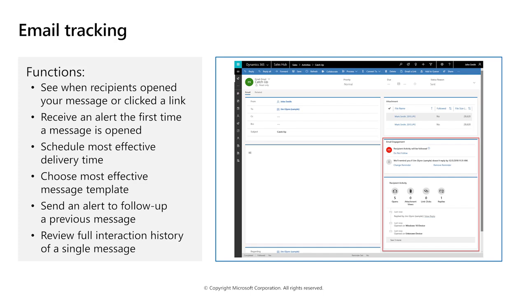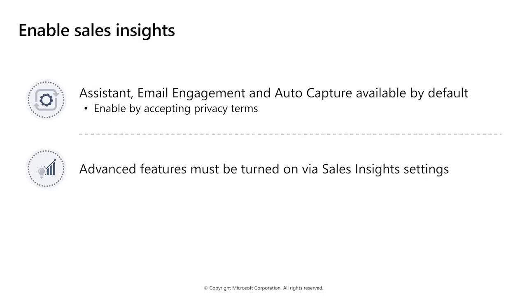And again, this is some of the information that we need to have an understanding of. Now, when I'm looking at enabling Sales Insights, this is where I'm going to get my assistant, my email engagement, and auto capture, which is going to be available by default. I just need to go through and enable by accepting the privacy terms. Now, some advanced features must be turned on via the Sales Insights settings area.